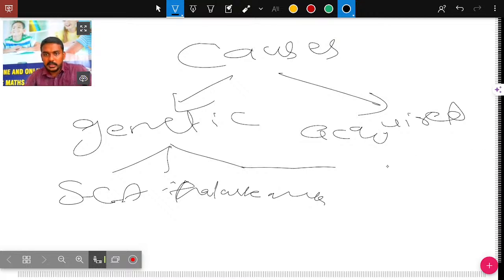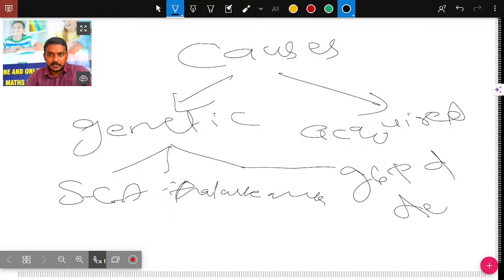Okay, so the last cause is G6PD deficiency. What is G6PD? Glucose 6 phosphate dehydrogenase. So there are three genetic causes: sickle cell anemia, thalassemia, and G6PD, which is glucose 6 phosphate dehydrogenase. That deficiency could also lead to hemolytic anemia. So these are the genetic causes.